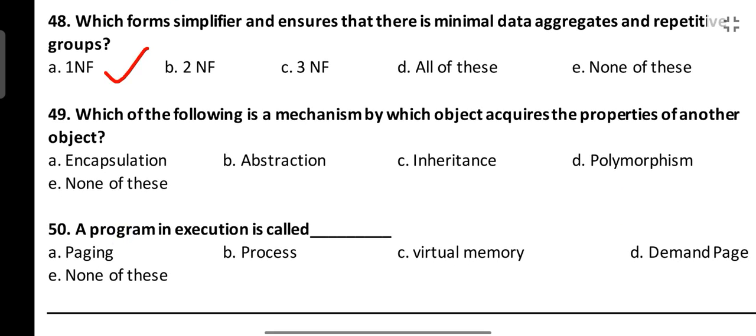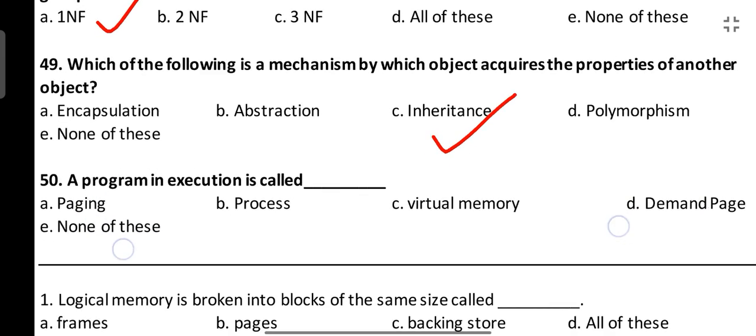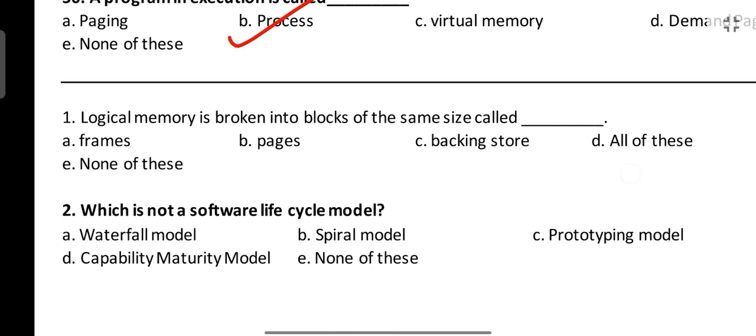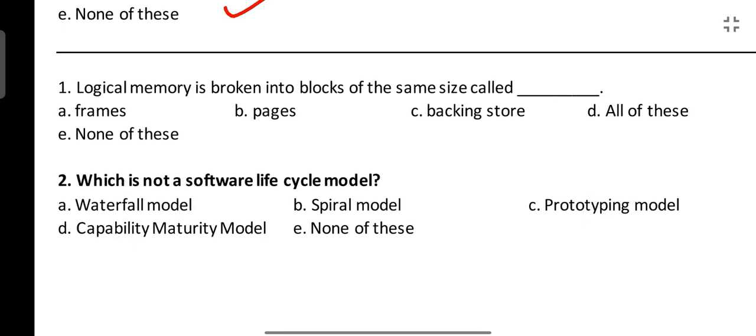Next is, which of the following is a mechanism by which an object acquires the properties of another object? The correct answer is inheritance. And last is, a program in execution is called, answer is process. Now these two questions are for you. Logical memory is broken into blocks of the same size, called what? And second is, which is not a software lifecycle model?